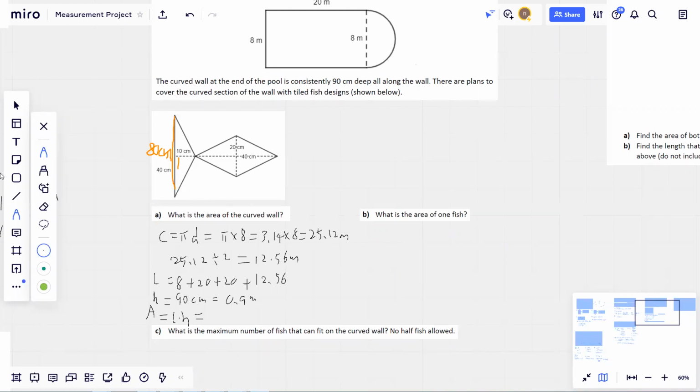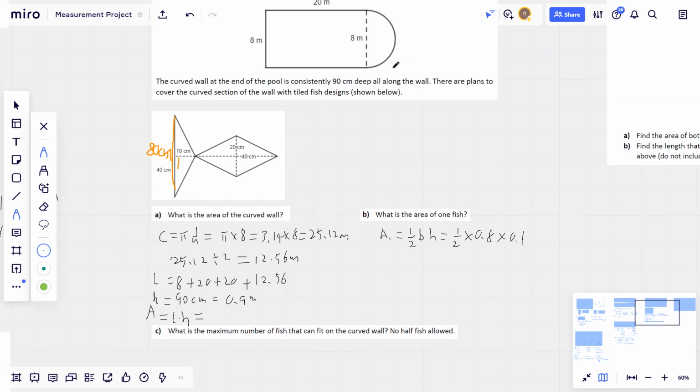So let's just do the calculation. So for area 1, that's a triangle. So for A1, that's 1/2 times by the base times by the height. So that will give you 1/2 times by 80 centimeter. I would prefer to use meter, so that's 0.8 meter times by the height, which is 10 centimeter. So 10 centimeter would be 0.1 meter. So that's the area of the first part.